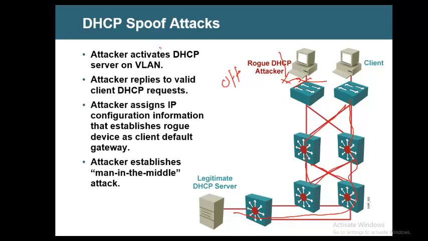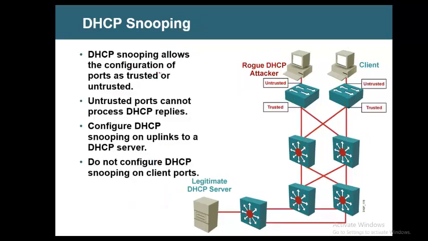Attacker activates a DHCP server on the VLAN. Attacker replies to a valid DHCP request. Attacker assigns an IP address configuration. This we already learned. This is called a man in the middle attack. DHCP snooping is the solution. We make all the ports trusted in the path except the host ports. Host ports are all untrusted. This is also trusted. All these are trusted ports.